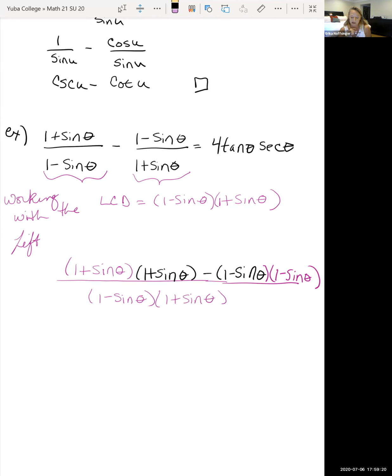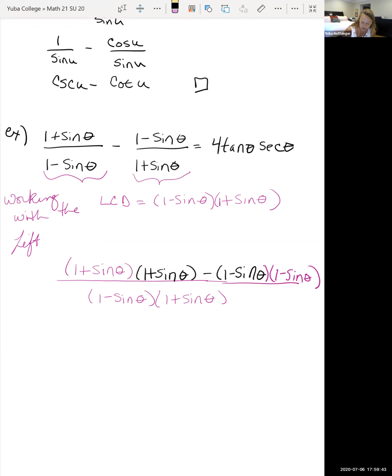So let's distribute, and I think things are going to start canceling out really nicely. I would distribute both in the numerator and denominator. This is basically 1 plus sine theta times 1 plus sine theta. If you remember the formula, you can apply it, it's a sum of 2 terms squared, or just distribute.